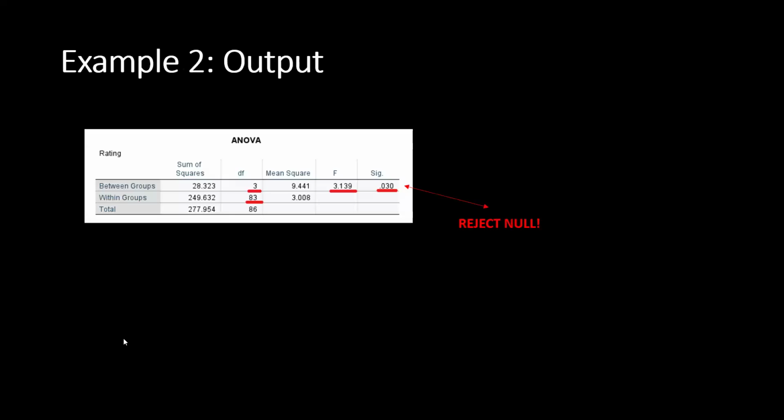So here was our initial output for the one-way ANOVA methodology application. We have the degrees of freedom for between groups and within groups. We have the F value, and we have our significance, which is below our assumed alpha of 0.05. So we'll reject the null hypothesis in that all of the means for each group, group A, group B, group C, and group D, they're not equal.